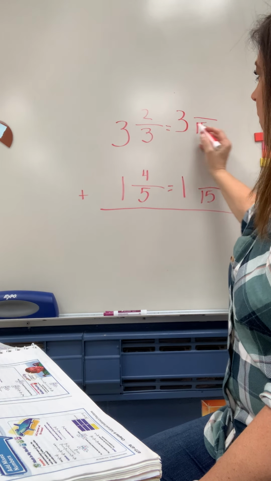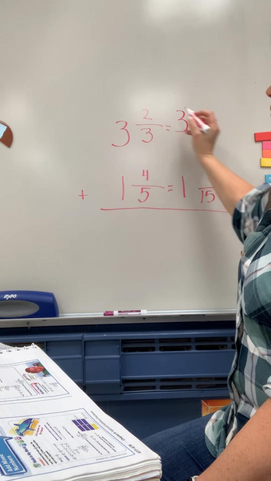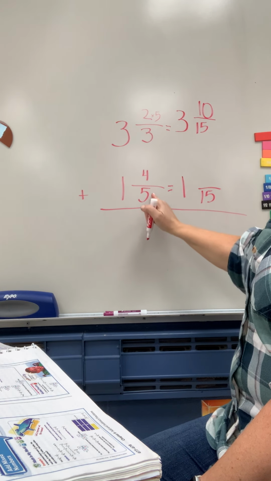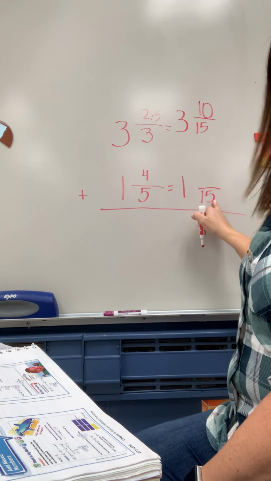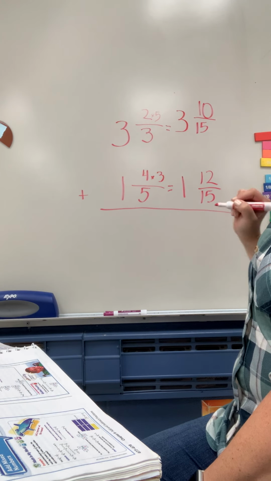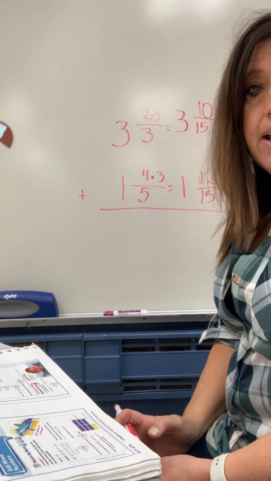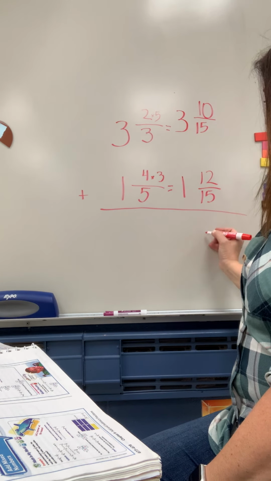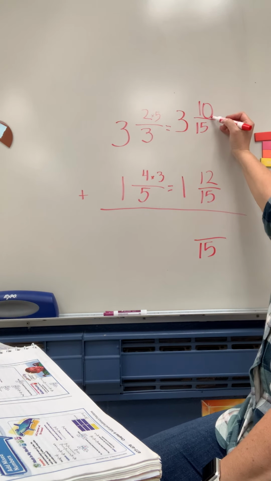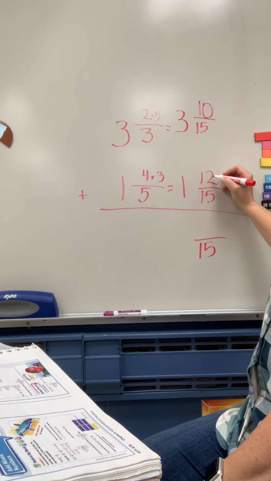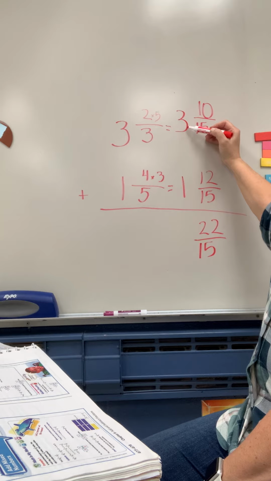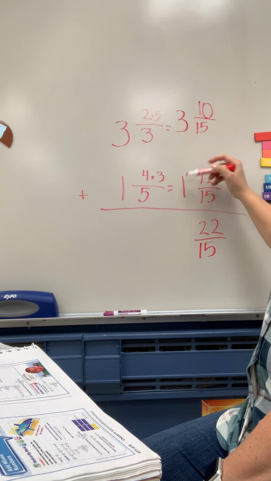How many times does 3 go into 15? 5 times. So 5 times 2 is 10. How many times does 5 go into 15? 3 times. 4 times 3 is 12. I have common denominators now, so I can go ahead and pull that denominator down into my final answer. Give me 15 here. And now just add my numerators. 10 plus 12 is 22. And then I can say with my whole number, 3 plus 1 is 4.